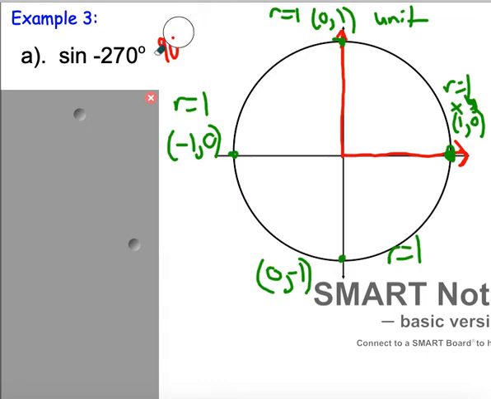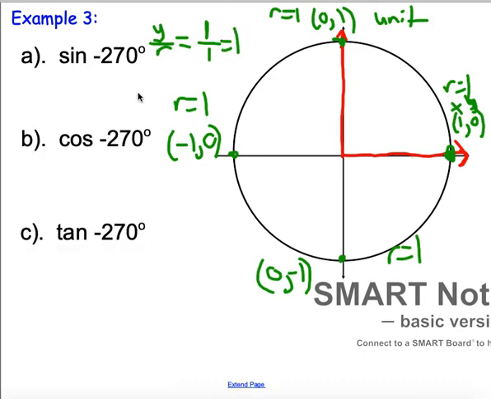Now sine, remember, is y over r. Well, at 270 it's the same as 90. Our y is 1, and our r is 1. So it'd be 1 over 1, which equals 1. So let's look over here. Cosine. Well, cosine is x over r, as you wrote down. X is 0, r is 1, which equals 0.